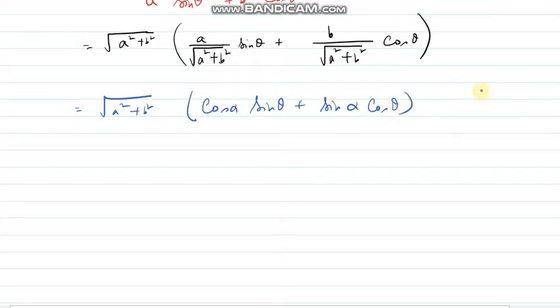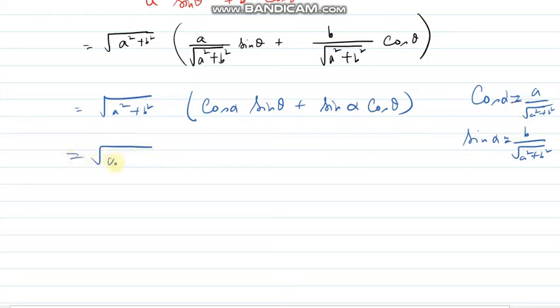So we are taking cos alpha as this. Now you just do the whole square of cos alpha and sin alpha. Cos alpha is this, sin alpha is this. Cos square alpha plus sin square alpha, you will get it equals to 1. So now this will be root over of a square plus b square sin of theta plus alpha.